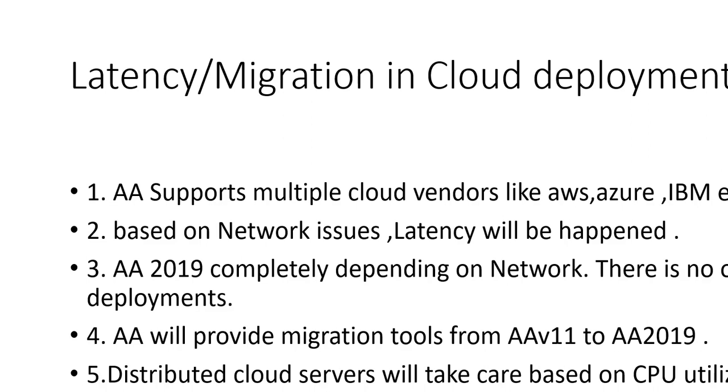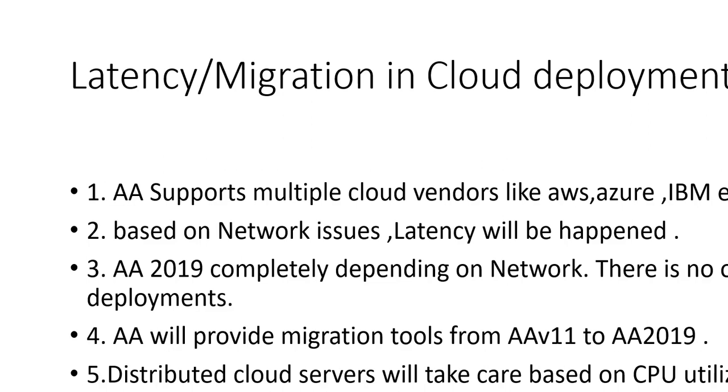And in AA 2019, see, when we talk about AA 2019, it's all cloud. So they are supporting AWS, Azure, IBM, so multiple cloud vendors and multiple cloud environments. So in that case, network issues and network latency will happen. How will this network latency happen? AA 2019 is completely dependent on the network. Even if it is your development or your testing or your deployment or your POC, whatever it may be, there are no offline deployments, everything is online deployment with orchestrated control room, web control room.